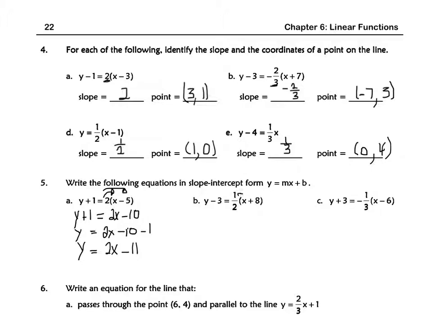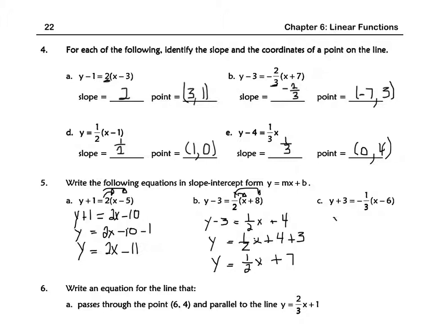And this one you're going to have to distribute the half. It's going to give you y minus 3 equals a half x plus a half of 8, which would be 4. And then you bring over your 3, so that becomes plus 3. And then you put your like terms together, so that would be plus 7.